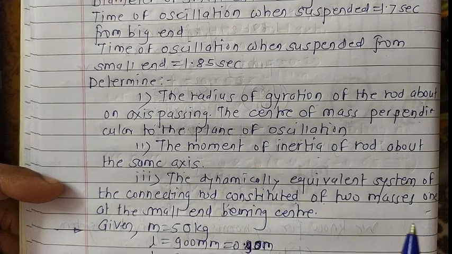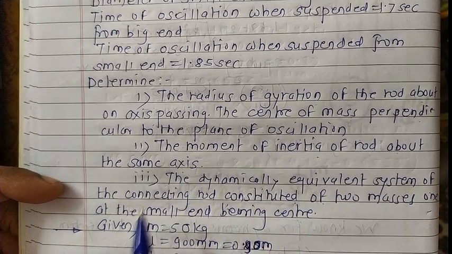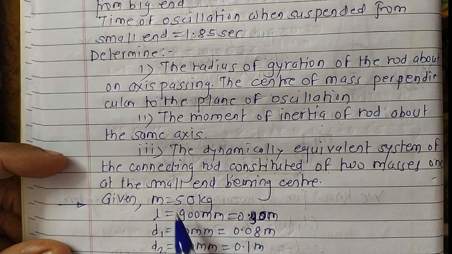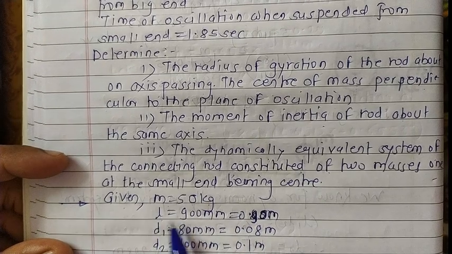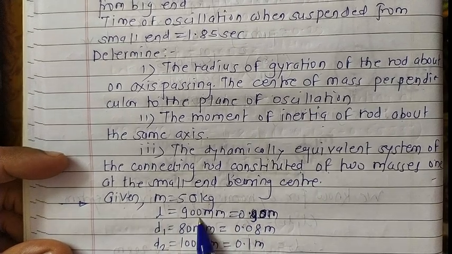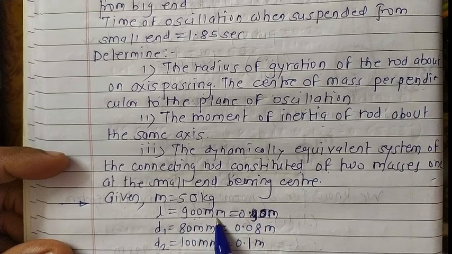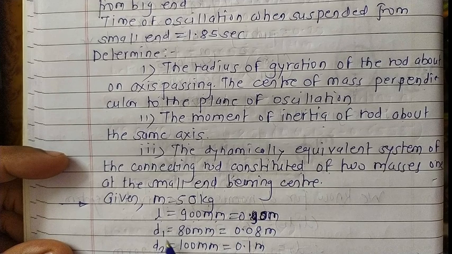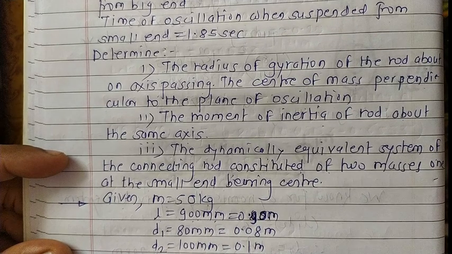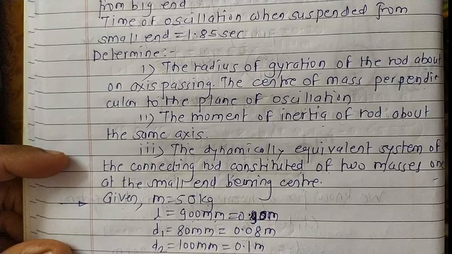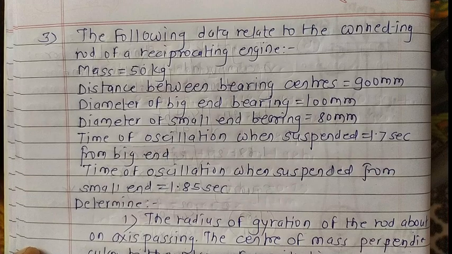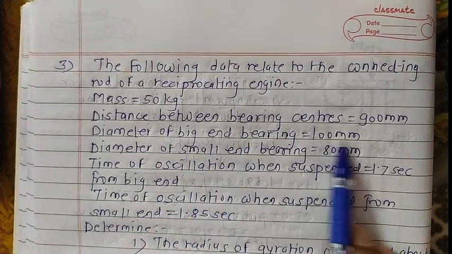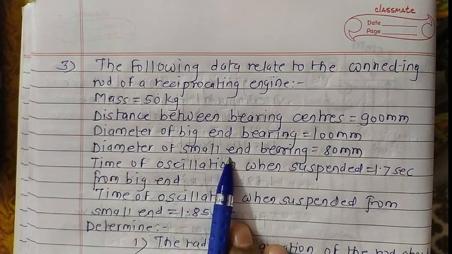bearing center. First of all, write down the given data. The mass of the connecting rod is 50 kilogram. The center to center distance between both the ends is 900 mm; convert this into meter, 0.9 meter. The distance between the bearing centers is already written. Next, the diameter of the big bearing is given as 100 mm, and for the small end bearing, 80 mm.